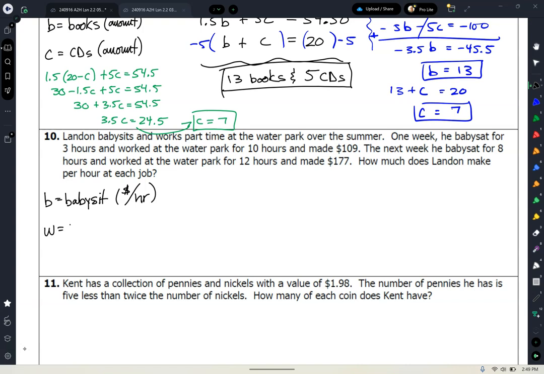So when he works at the water park, right, we're not solving for the number of hours he works. We already know that. What we're trying to figure out is how much money does he get paid per hour? That's what we're looking for. Okay, why don't you try to set up two equations that would work for this problem. Let's see what you can do.